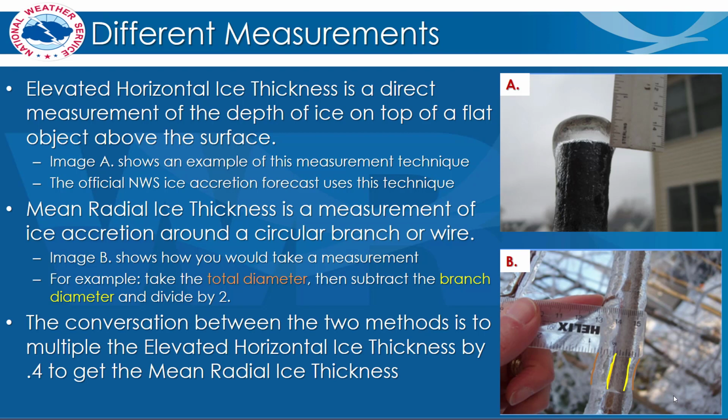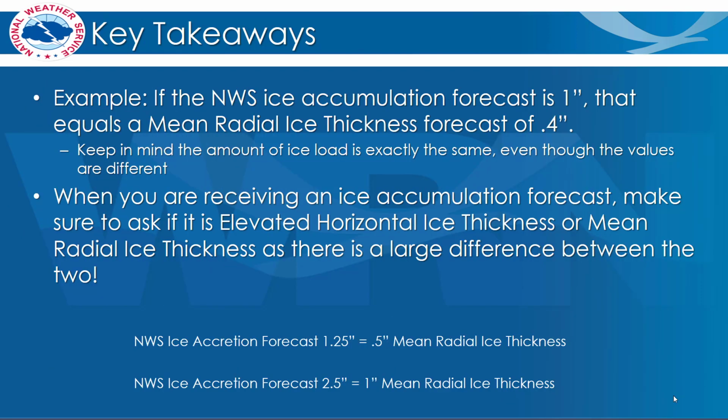You can easily convert between the two methods by simply taking the elevated horizontal ice thickness forecast value and multiplying it by 0.4 to get the equivalent mean radial ice thickness. For example, the National Weather Service official ice accumulation forecast is showing 1 inch for your city. That would be the same as 0.4 inches of mean radial ice thickness forecast. This means to get 1/2 inch of mean radial ice thickness, the National Weather Service ice accumulation forecast would have to be 1.25 inches of ice.